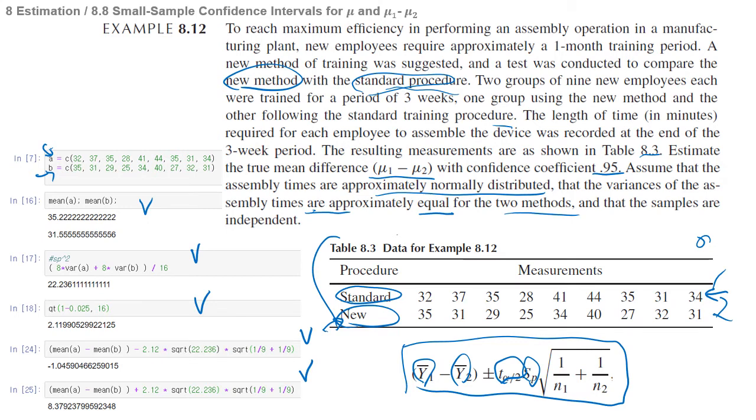And so, as a result of calculating these things, the answer for this is minus 1.05 to 8.38 or something like this. So this is our confidence interval for 95%.